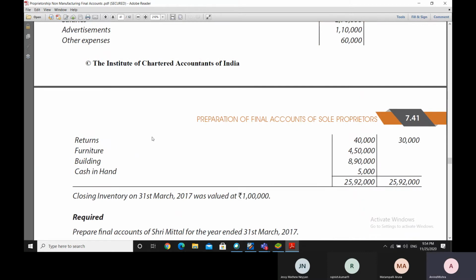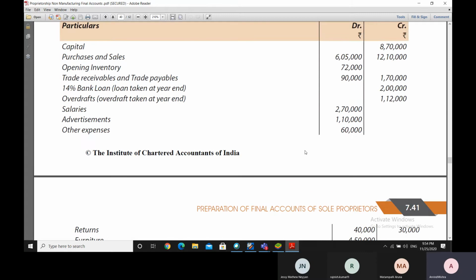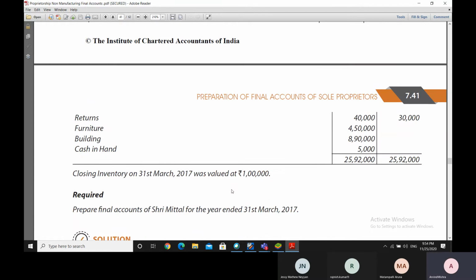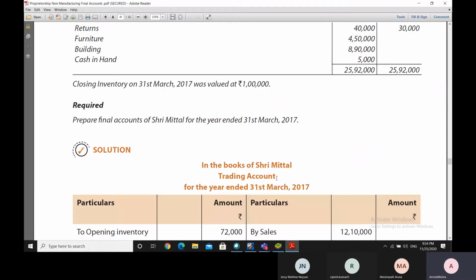Now, when we say returns, it means sales return and purchase return. If it is a debit balance, it means that it is a sales return. If it is a credit balance, it is a purchase return. And finally, we have been told that the closing inventory as on 31st March 2017 was 1 lakh rupees. And we are asked to make final accounts.